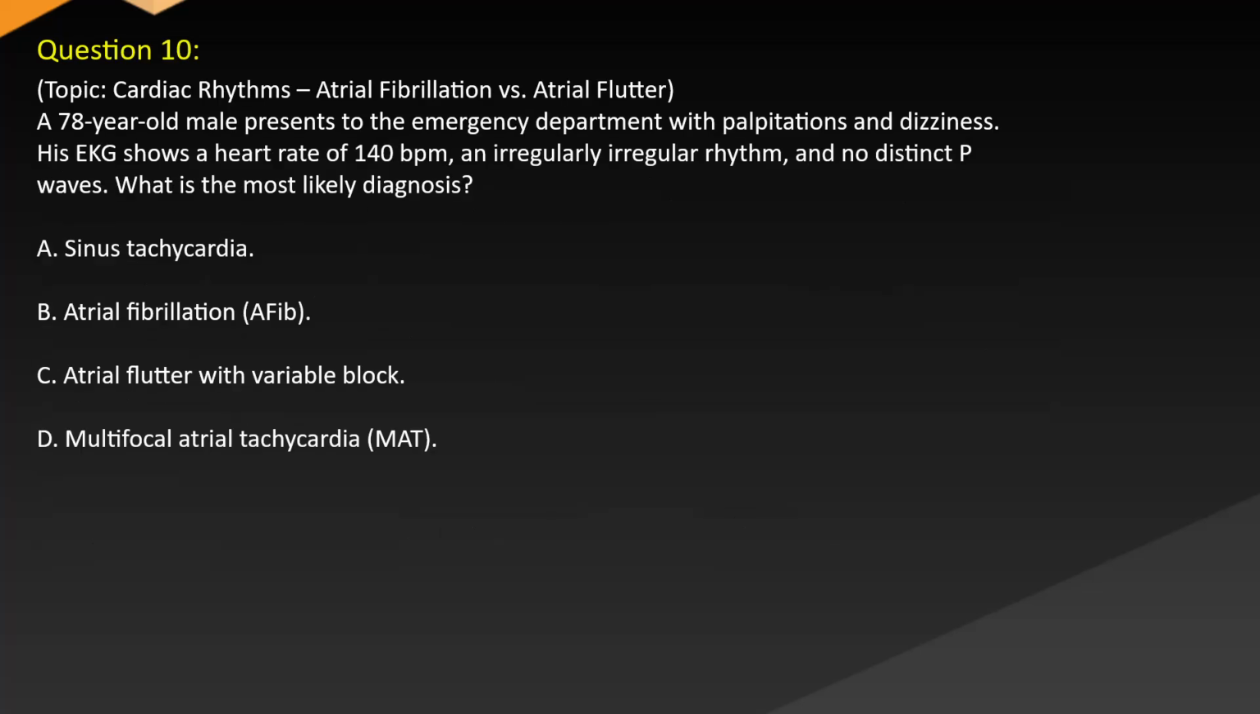Question 10. Topic: cardiac rhythms, atrial fibrillation versus atrial flutter. A 78-year-old male presents to the emergency department with palpitations and dizziness. His EKG shows a heart rate of 140 BPM, an irregular rhythm, and no distinct P waves. What is the most likely diagnosis?